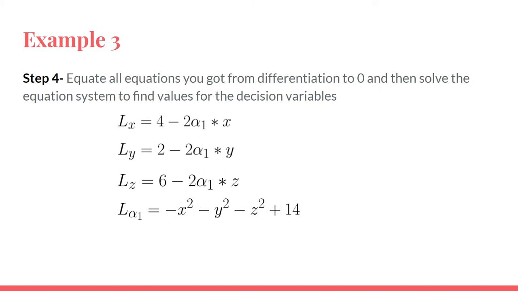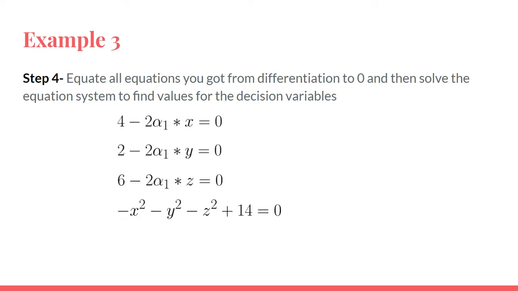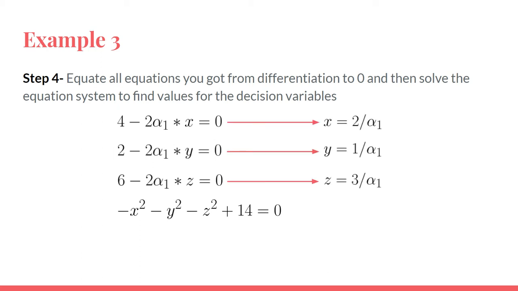We will then equate all equations we got from differentiation to 0 and solve the resulting equation system to find values for our decision variables. So first we equate all equations to 0 like this. We then isolate x, y, and z in the first three equations to have the result of x is equal to 2 over alpha 1, y is equal to 1 over alpha 1, and z is equal to 3 over alpha 1. We will then apply these values of x, y, and z to our fourth equation.